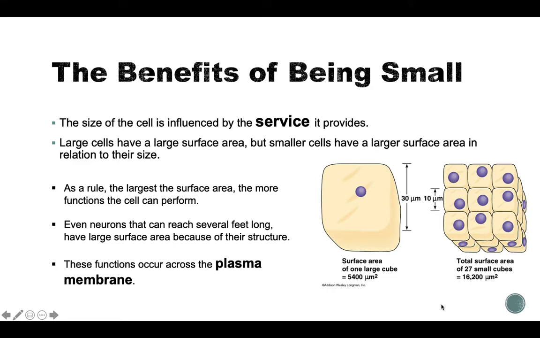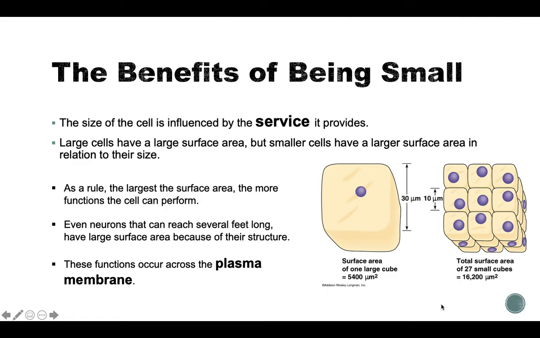Large cells, what we can say about them is that they have a huge surface area. And smaller cells have a larger surface area in relation to their size. And what is all this surface area thing that we're talking about? Think about it as space to do work. Even though a large cell might have a huge surface area due to the size of the cell, by having multiple cells that are smaller, closer together to one another, they have more space to do more work.